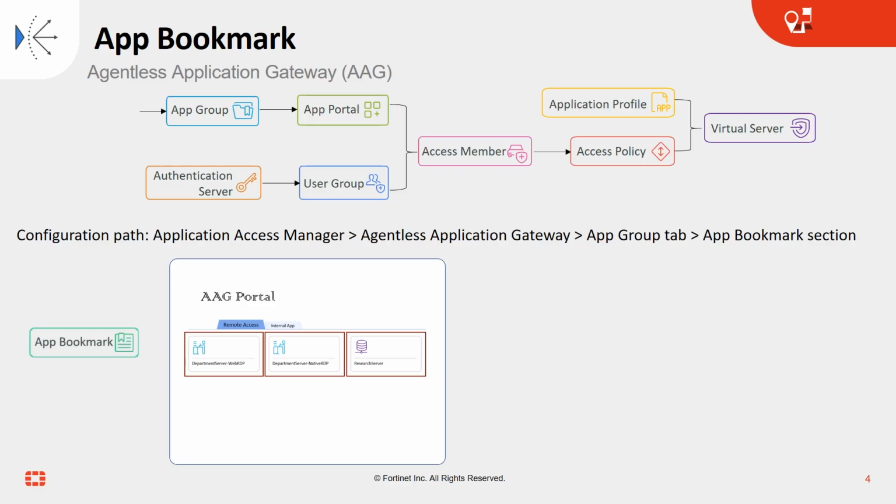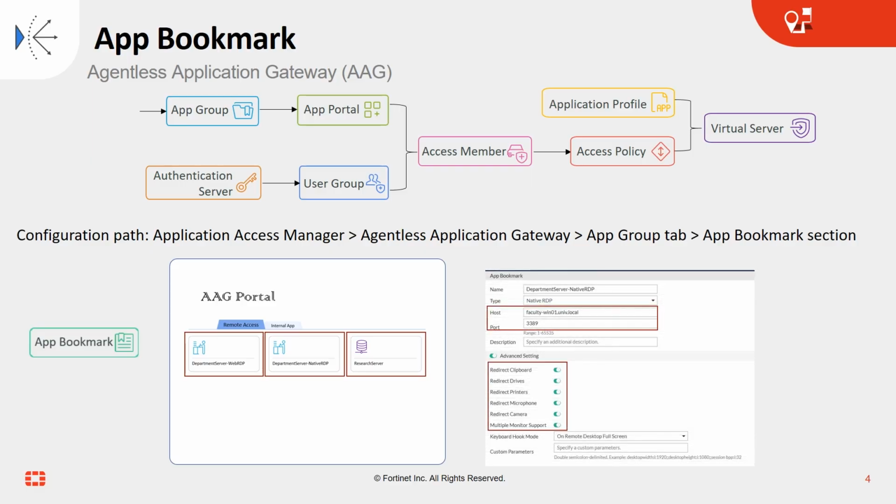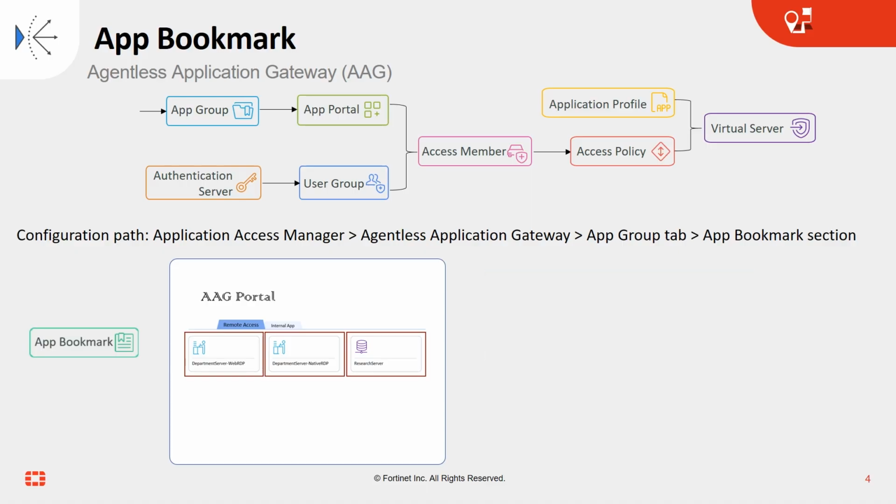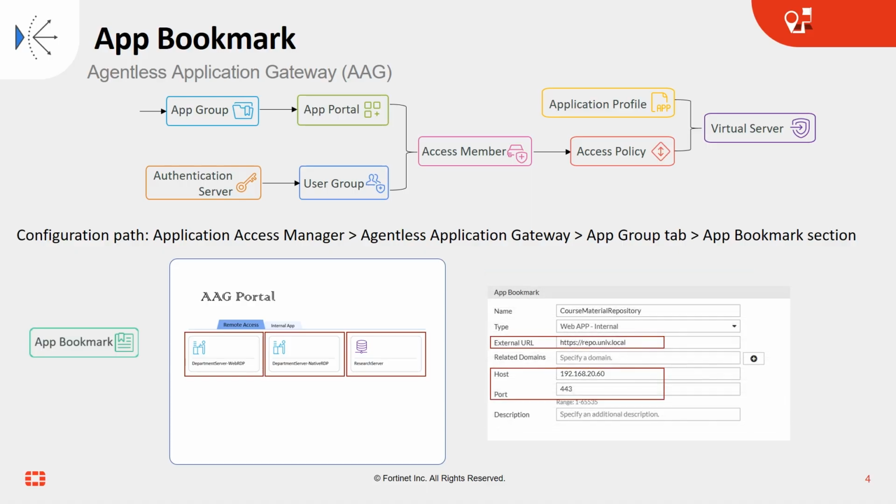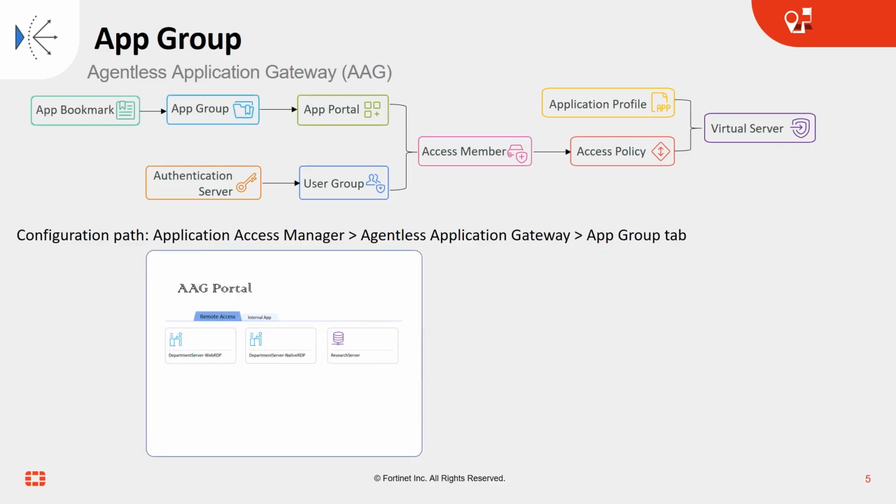For example, in an RDP bookmark, you define the target RDP server by specifying its host and port, and you can also control which peripheral features the user may access, such as drive redirection, printer, USB devices, and more. In a web app internal bookmark, you specify the URL of the internal web application along with the backend server's IP address.